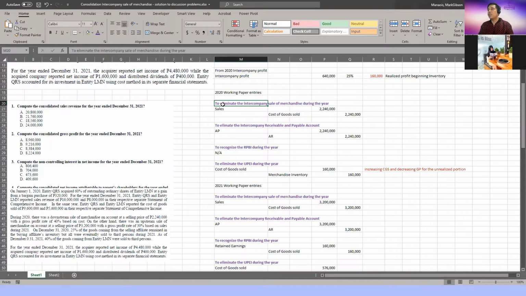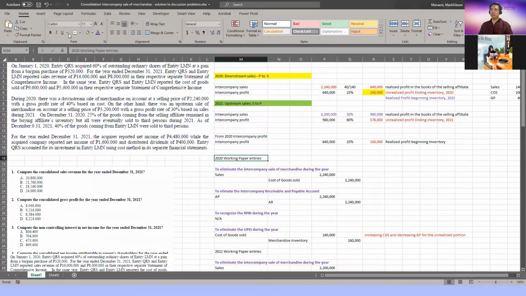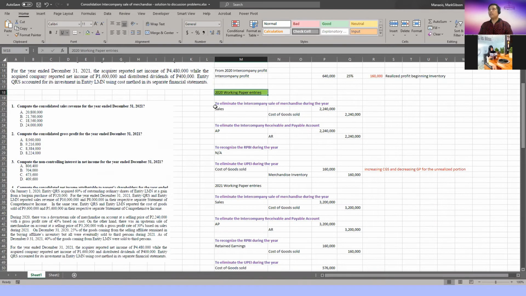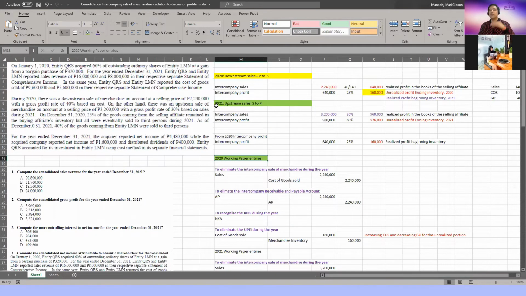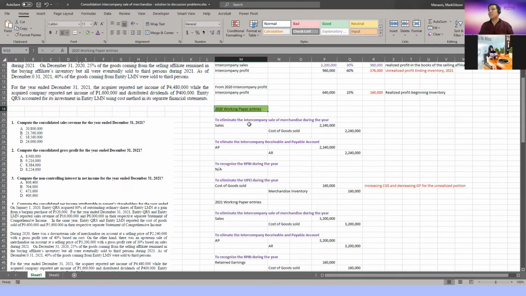So of course, number 1 is to eliminate the intercompany sale of merchandise during the year. Okay class, isa-isa natin. This is for 2020 muna. So 2020, syempre, di ba, nag-record ang benta from QRS papunta kay LMN. So, the books ni QRS, kung nagbenta siya, ang entries niya would be debit AR, credit sales. So, we have to eliminate those entries. Kaya napansin mo, ang entries muna natin dito is debit sales to eliminate the sales and credit cost of goods sold for 2,240,000.